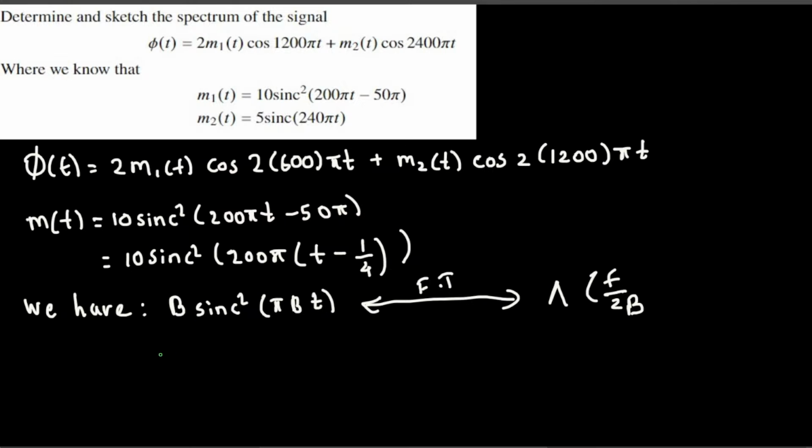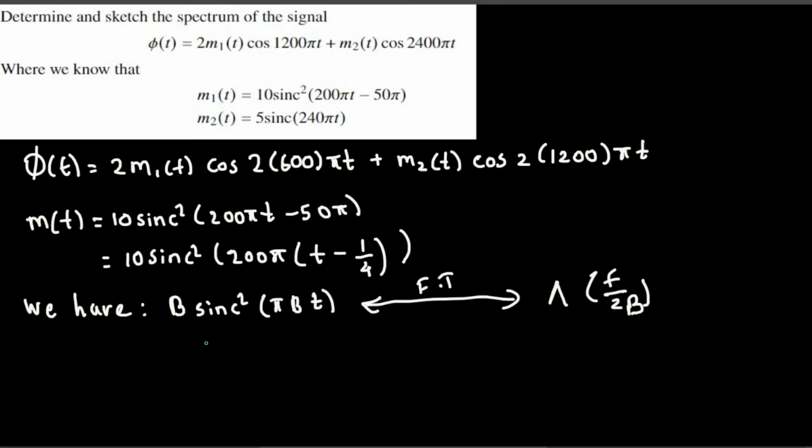So what do we have here? We have 10 sinc squared, and instead of b we put 200. Then this is just a shift, like a time shift. For the shift we multiply that one with e to the power minus j 2 pi f t0. Okay, so when we do the transformation, this is what happens.